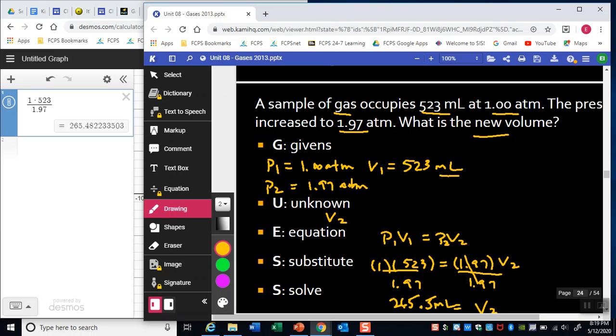So I was expecting, right, my pressure went up, so my volume is supposed to go down. Did it go down? Yeah, it went almost cut in half, and that makes sense because I basically doubled my pressure, so I cut my volume in half. All right, so that looks good. That makes sense.